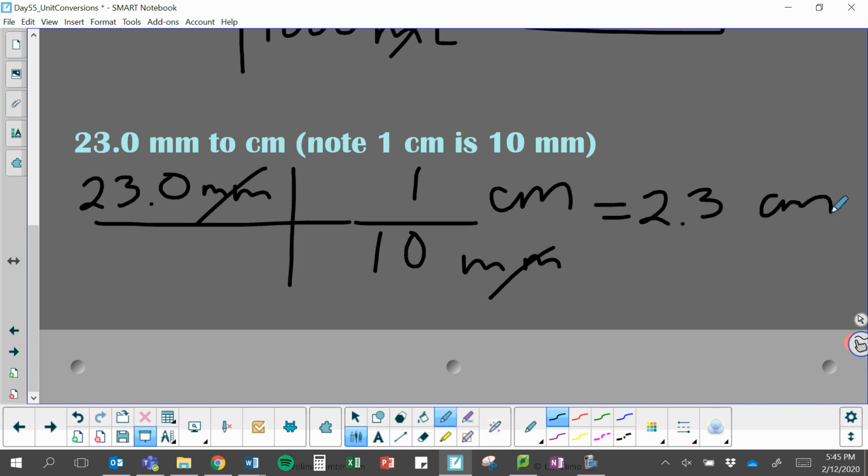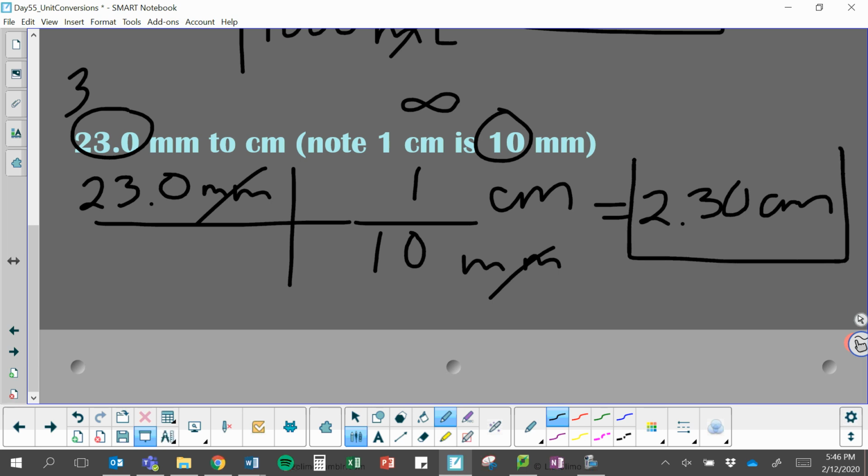But we need to double check our sig figs. Here, this number has 3 sig figs, and our 10 here, because it's a unit conversion, has an infinite number. So because of that, we want our final answer to have 3 sig figs as well. That means we need to put a 0 here to show that that 0 is also significant. So that is why we're always wanting to check our number of sig figs.